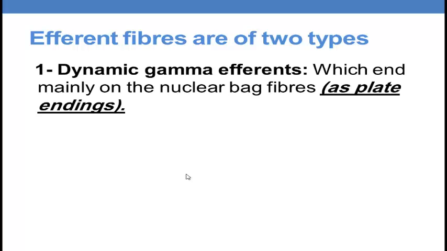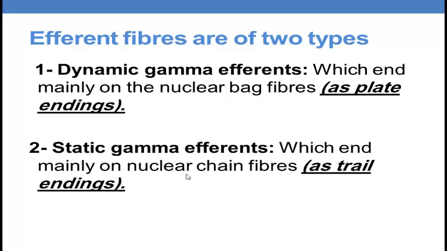Efferent fibers from the spinal cord, or gamma motor neurons, are of two types. The first is called the dynamic gamma efferent, which ends mainly on nuclear bag fibers. The second is called the static gamma efferent, which ends mainly on nuclear chain fibers. Plate ending or trail ending is just a description of the shape of the ending of the fiber.